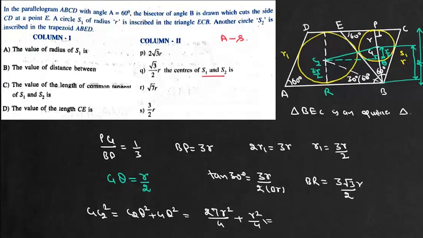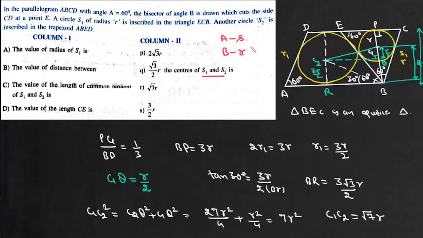So this is 28 by 4, 7, so it will be 7r square. So C1C2 is under root 7r. So the distance between their centers is root 7r. That means this b matches with r.